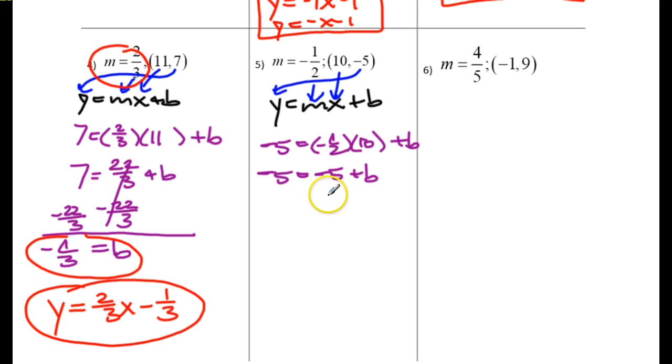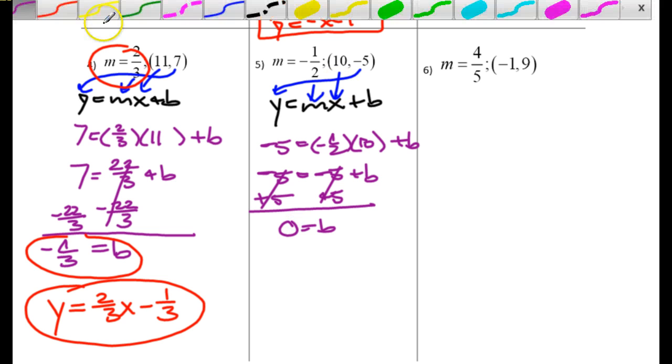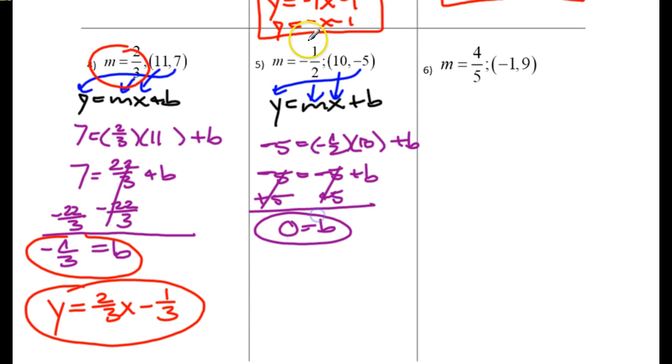Solving for b, opposite of negative 5 is plus 5 or positive 5. These go away. b equals that plus that, it goes away. It's 0. Okay? That means it goes through the y-intercept at 0, through the middle. So got my b, got my m, plug it in. Y equals negative 1/2 x plus 0.